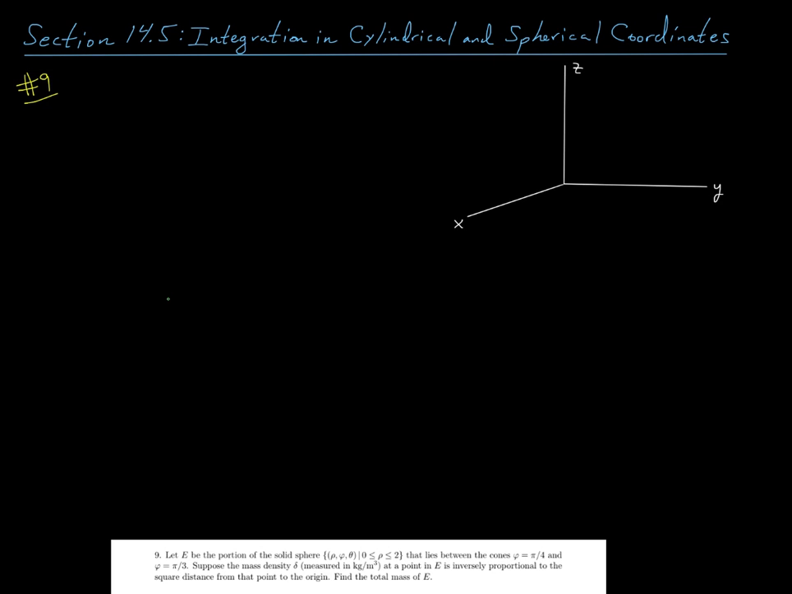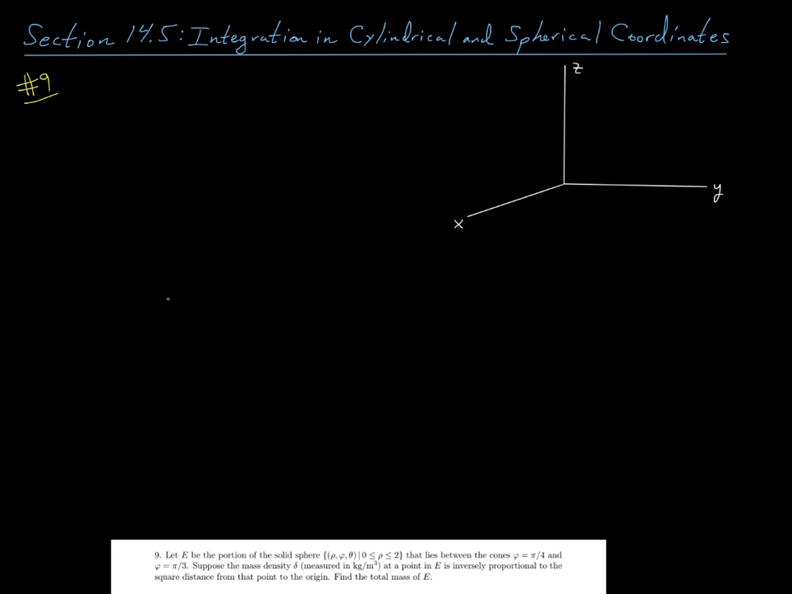All right, next up is question number 9 that says, let E be the portion of the solid sphere which consists of all points rho, phi, theta, where rho varies from 0 to 2. So in other words, this is just the solid ball of radius 2 centered at the origin that lies between the cones phi equals pi over 4 and phi equals pi over 3. Suppose the mass density delta, measured in kilograms per cubic meter, at a point in E is inversely proportional to the square distance from that point to the origin. Find the total mass of E.